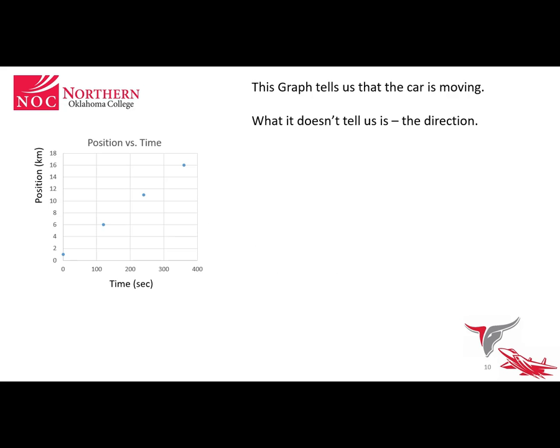So the graph tells us, when I look at a position versus time graph, that the car is moving. It just doesn't tell us what direction it is. We can get the magnitude of the vector, but I have to have more information in order to tell you where that car is moving.